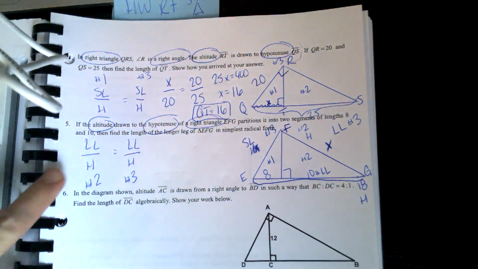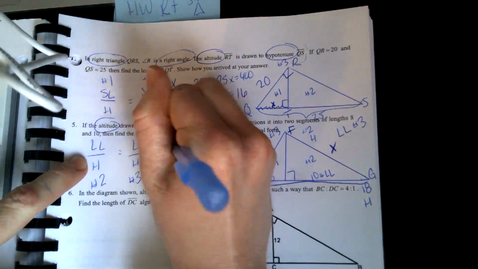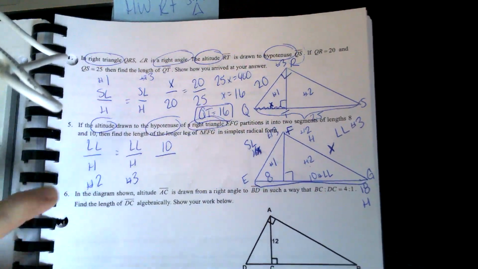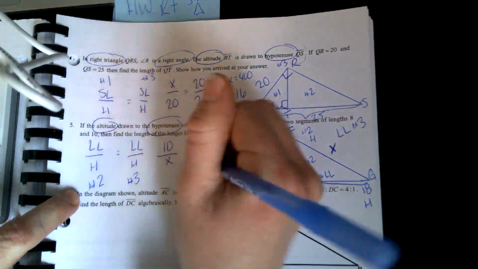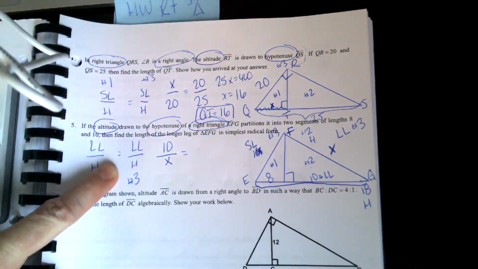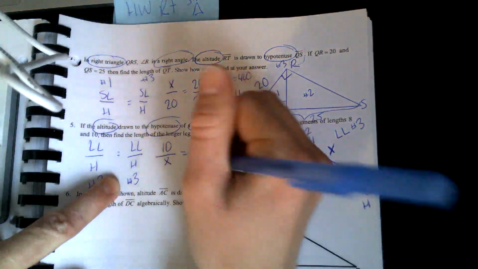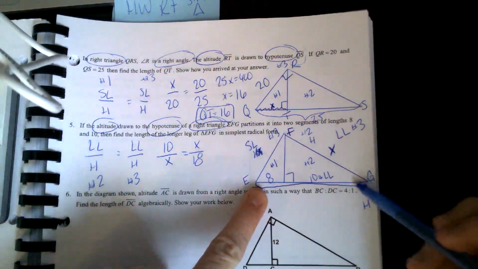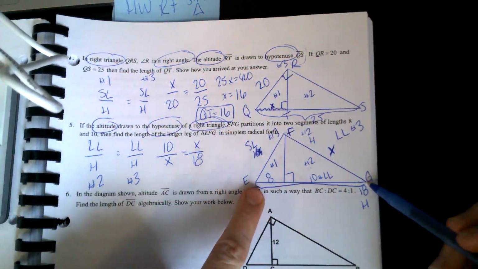All right, so the long leg of triangle number 2 is 10. The hypotenuse of triangle number 2 is X. That's what we want to find. Long leg of triangle number 3 is X. And the hypotenuse of triangle number 3 is 18. Remember, it's that 8 plus 10. It's this whole thing. All right.